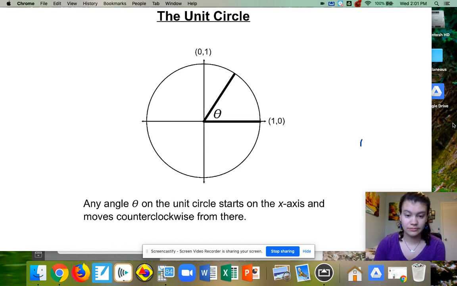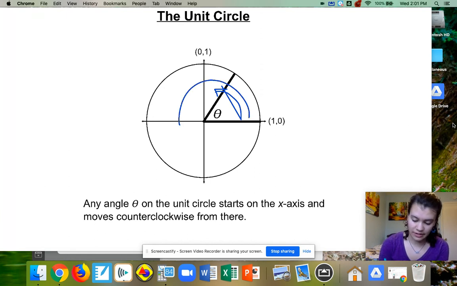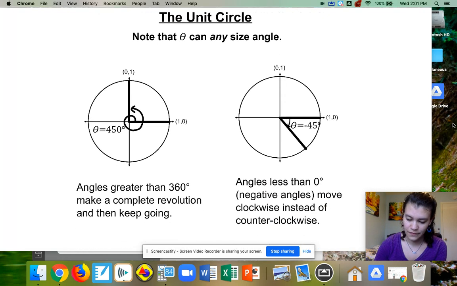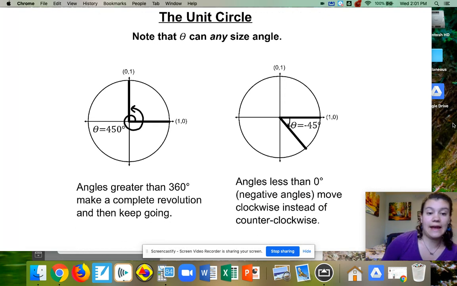It's a circle with a radius of 1, so it's 1 unit. Any angle on the unit circle starts from the x-axis, so starts here and then goes some other angle. So you're going counterclockwise, so always here, and then some angle. If it goes the opposite direction, it's then going to be a negative angle. So your theta can be any size.